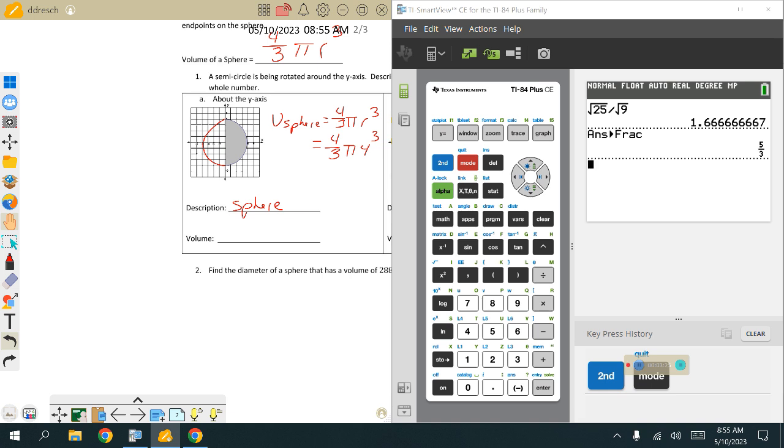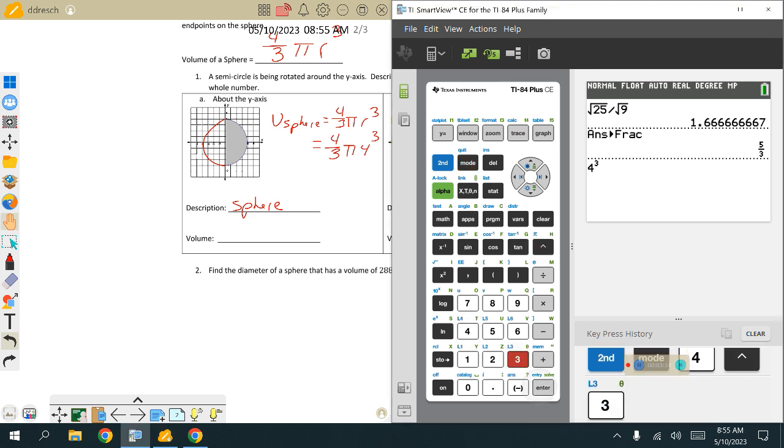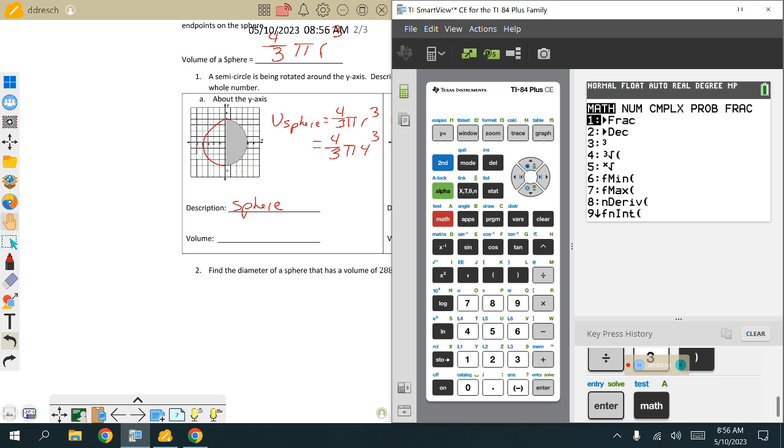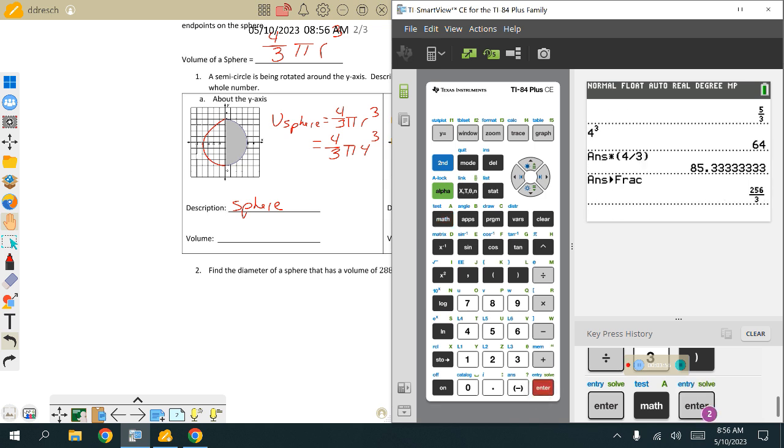So let's do like we've always been doing. 4 to the third is whatever, and then times 4/3, making sure you can correctly type that in. 4 to the third times 4/3. Again, your calculator is going to give you not a nice decimal most of the time. Holy crap. And we get 256 pi over 3.